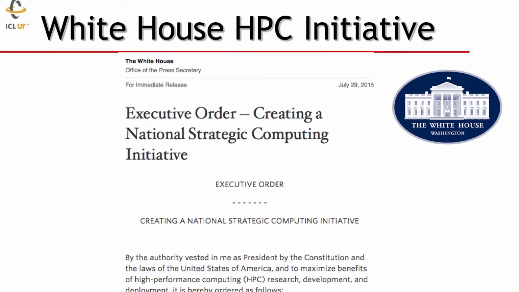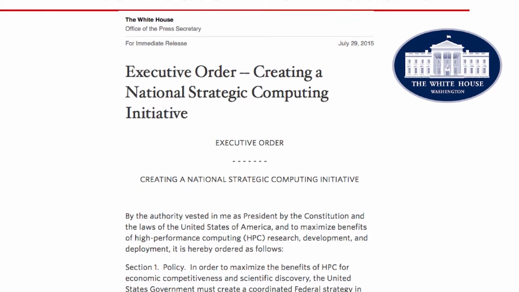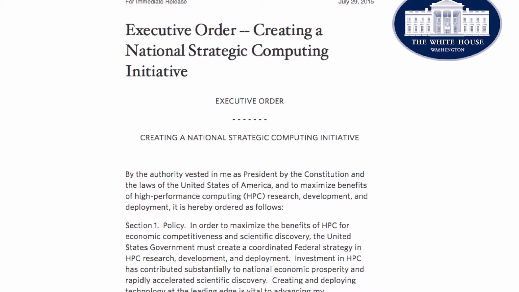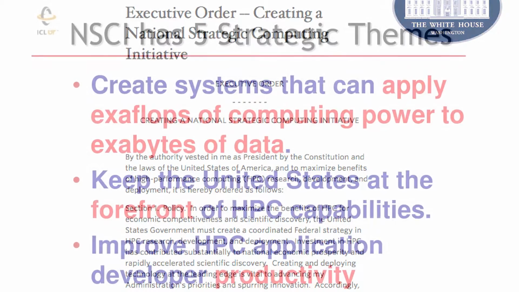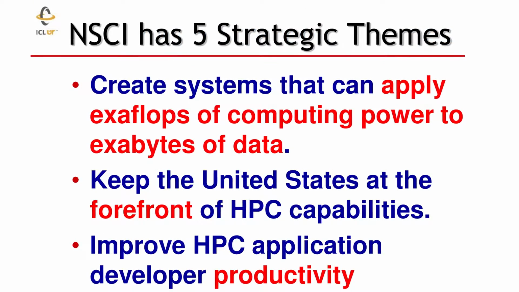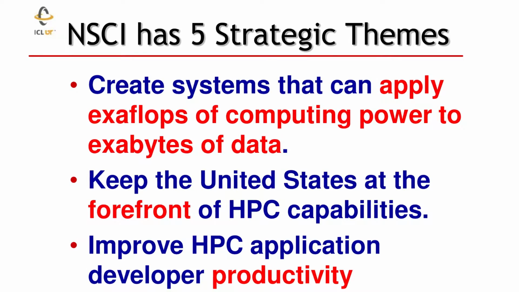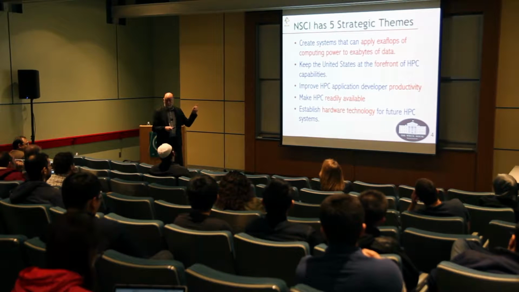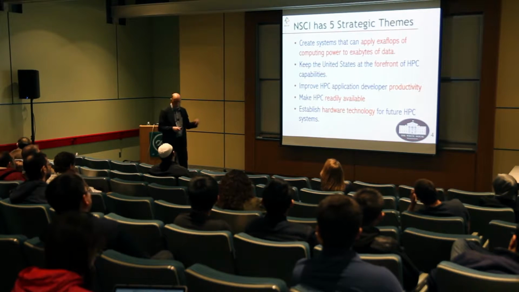So this was something that President Obama did on July 29th. So he has an executive order coming from the highest levels of government, which says they want to create a national strategic computing initiative. This is from the President of the United States. And that initiative has five themes. The first is to create systems that apply exaflops of computing power to exabytes of data. Now, I didn't say that, Obama said that. So he said exabytes and exaflops, so that was a good thing.